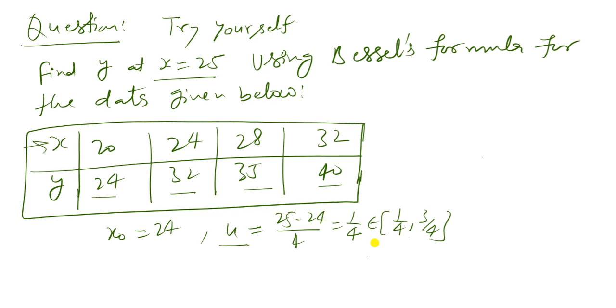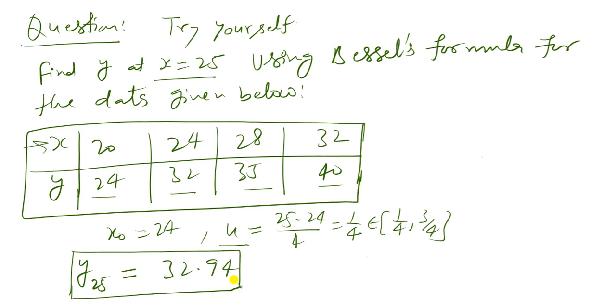Then we obtain the value of y at x is equal to 25 as 32.94. This is the approximate value, and y at x is equal to 25 lies between 24 and 28, so this value lies between 32 and 35. So this is 32.94. So this is the concept of Bessel's interpolation formula.